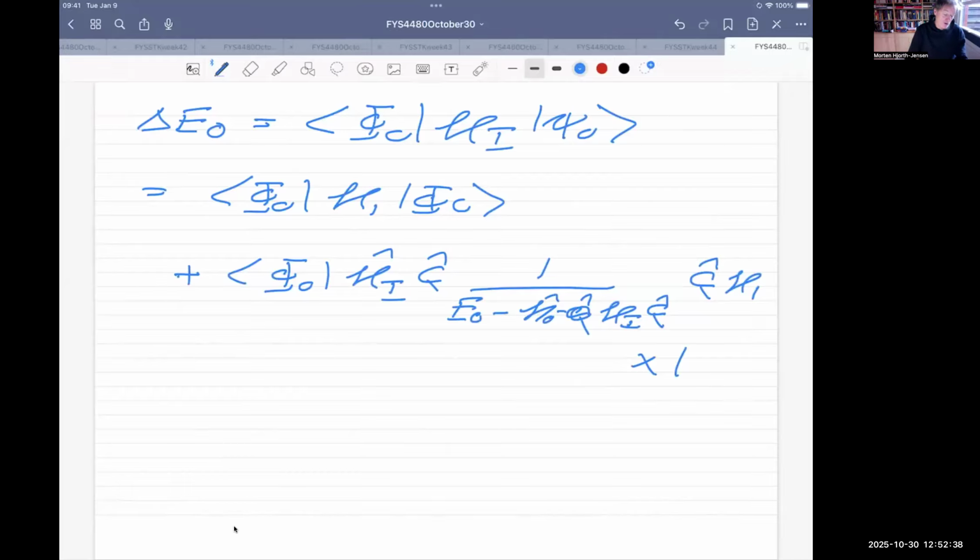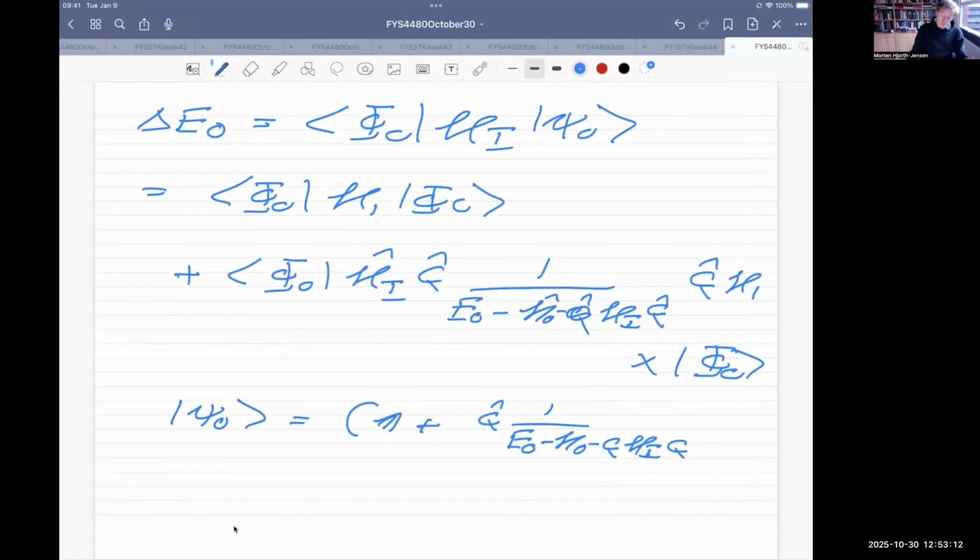So this is actually the equation which we can then set up. If I look at the wave operator itself, with Breit-Wigner perturbation theory, I can write my wave operator as 1 plus Q multiplied by, in a more compact way, E0 minus H0 minus Q H_I Q, and this is multiplied with Q H_I multiplied with phi 0.